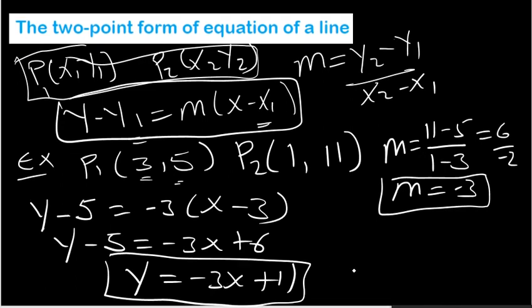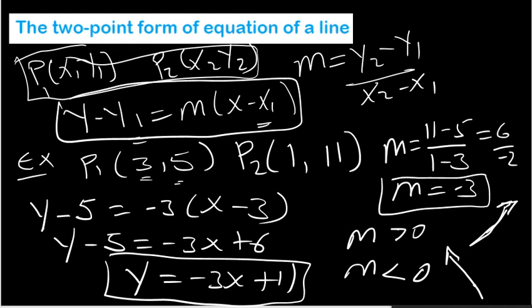The slope is negative. Remember, if the slope is greater than 0, the line will be slanted to the right, up right and down left. The graph of the line will be up right, down left. And if the slope is negative, if it is less than 0, the line will be slanted to the left, up left and down right. This one inclined right, this one inclined left. And this one is decreasing. We call it a decreasing graph when the slope is negative. When the slope is positive, we call it increasing.